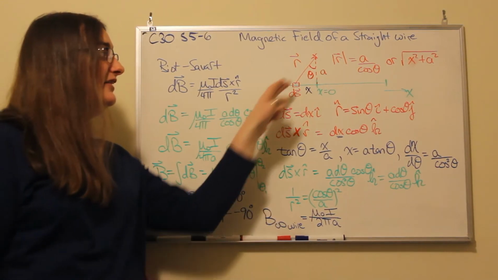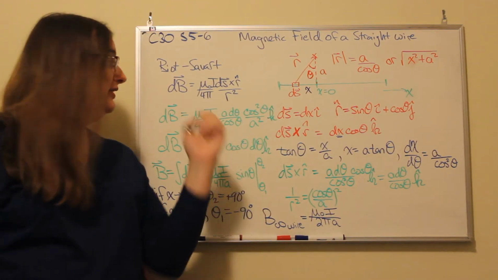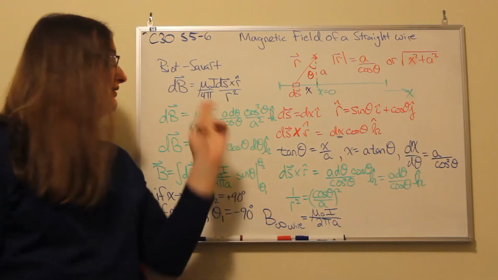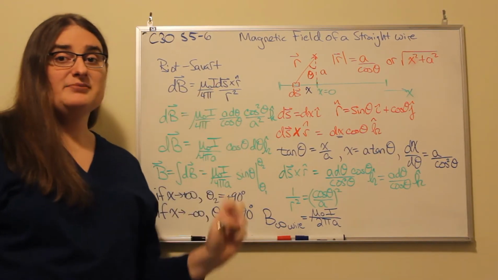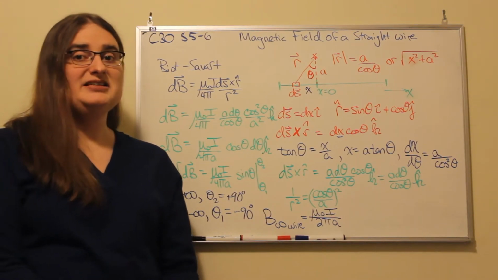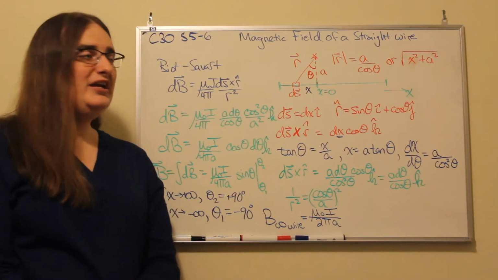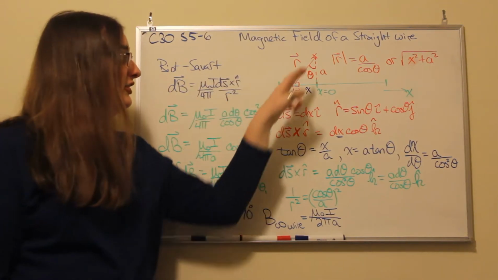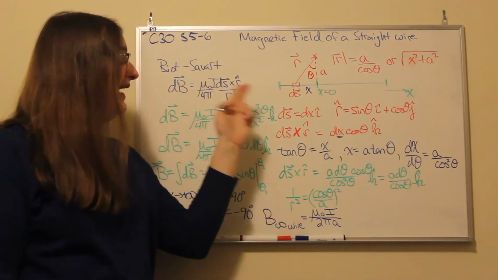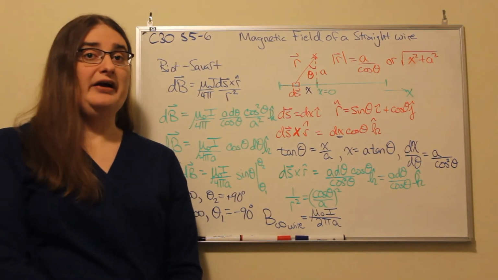ds, the magnetic field at some point away from that element of wire is going to equal the permeability of free space mu naught divided by 4 pi times the current times the cross product of my path element ds with the direction of the radial distance from that element of current to where I'm looking for my magnetic field, r hat, divided by that radial distance r squared.